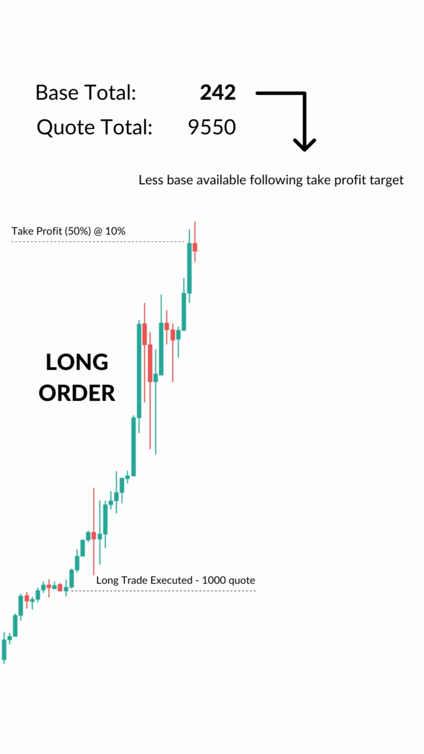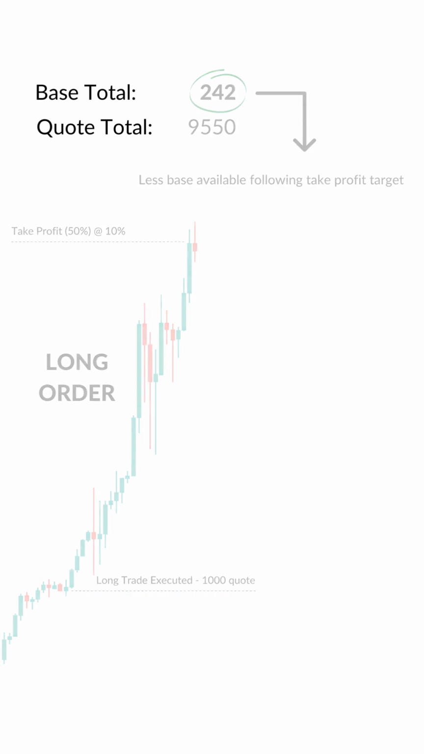In this example, the 10% profit target is reached and 50% of the trade value is removed, which leaves 242 base remaining for the next short position. For ease of analysis, we recommend placing an investment with equivalent base and quote when creating a system that takes long and short positions. Let's move on.